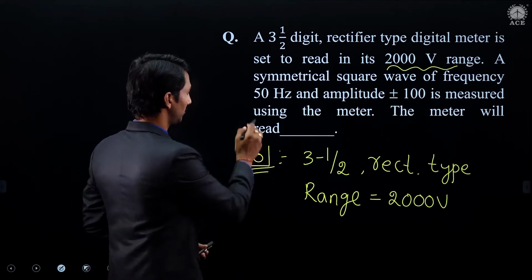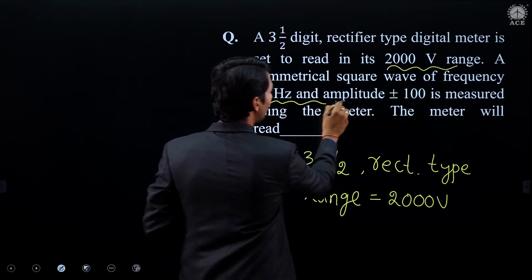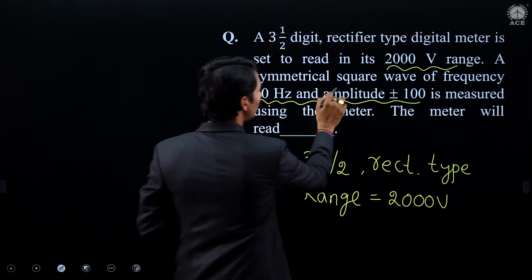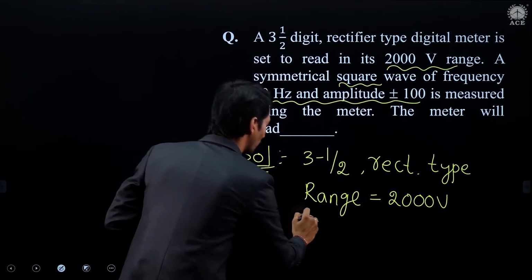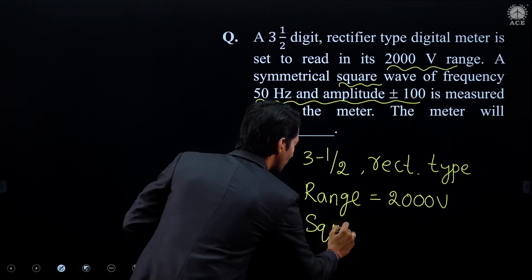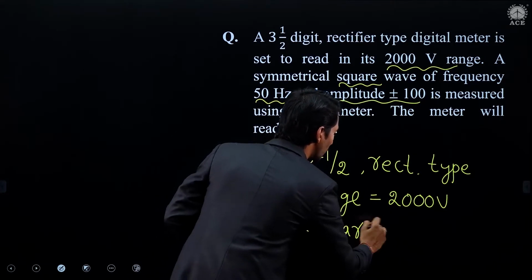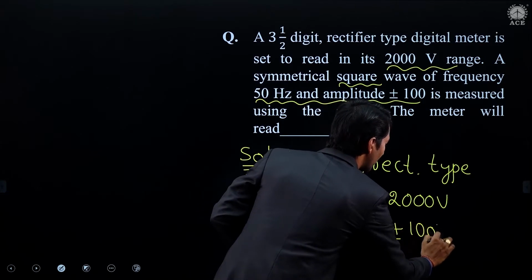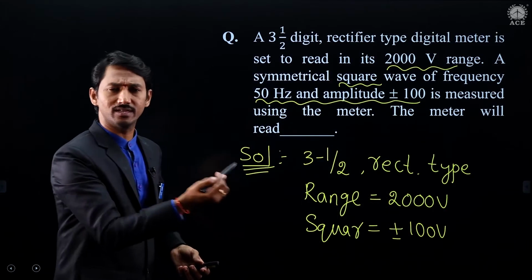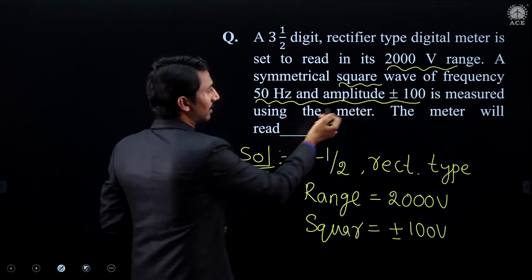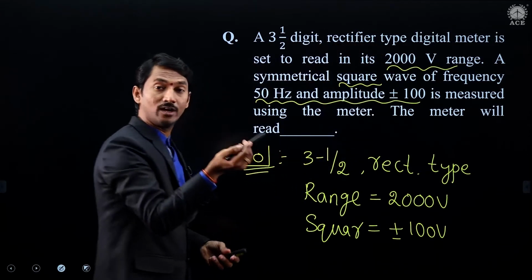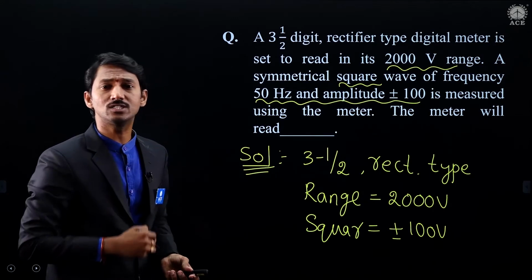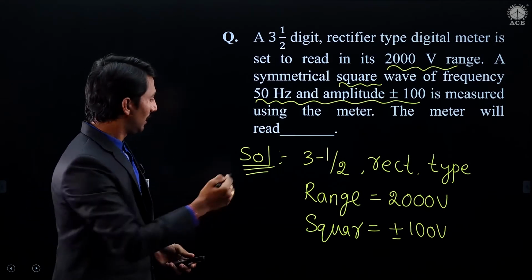Okay. Frequency 50 Hz and amplitude plus or minus 100. Which wave? Square wave. So therefore, square wave of amplitude 100 volt, plus or minus 100 volt is the amplitude at 50 hertz supply. Then the corresponding meter, 3.5 digit as well as rectifier type meter, reads which value? That's the point. Let us see.